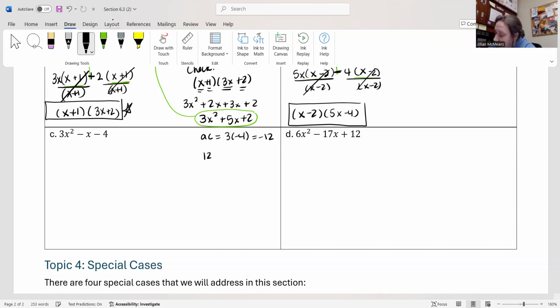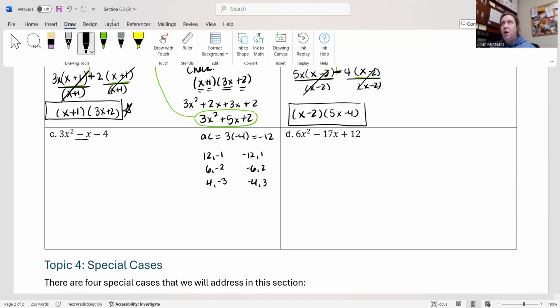So we could have 12 and negative 1, 6 and negative 2, 4 and negative 3, or we could have negative 12 and 1, negative 6 and 2, negative 4 and 3. But just like with the previous two examples, you can eliminate half your list if you think about this. We need a sum of negative 1.